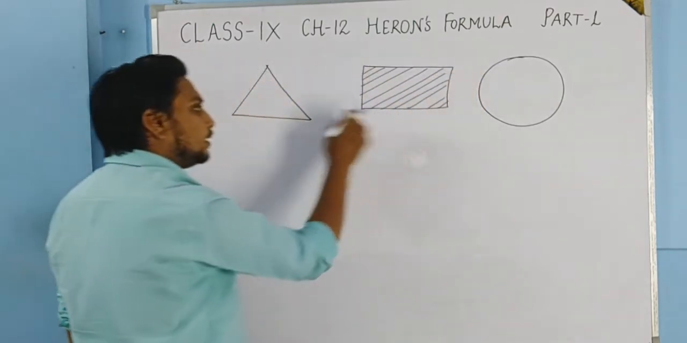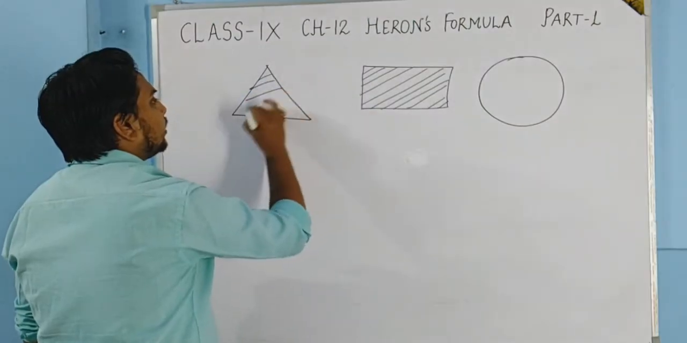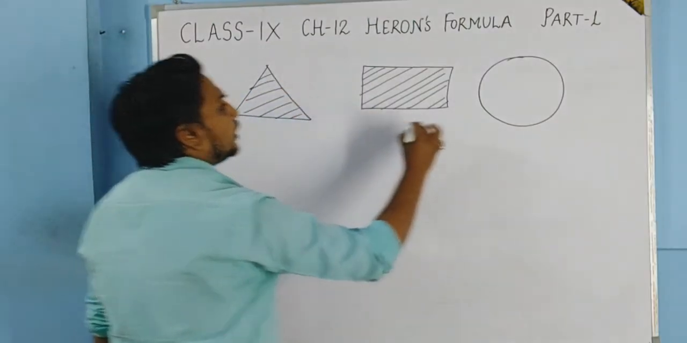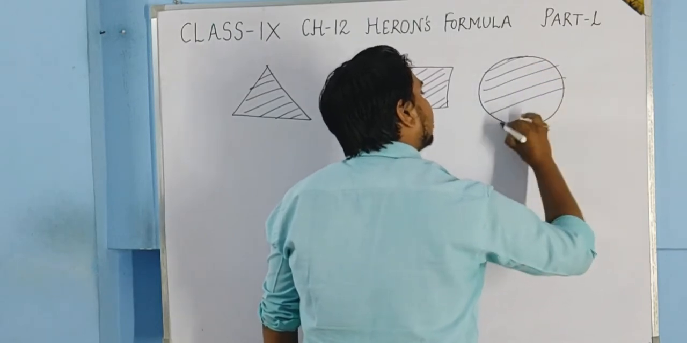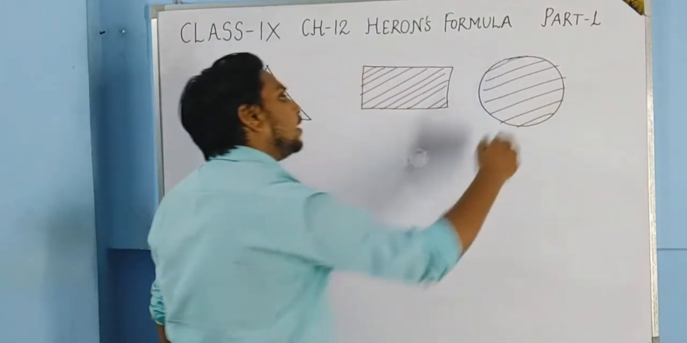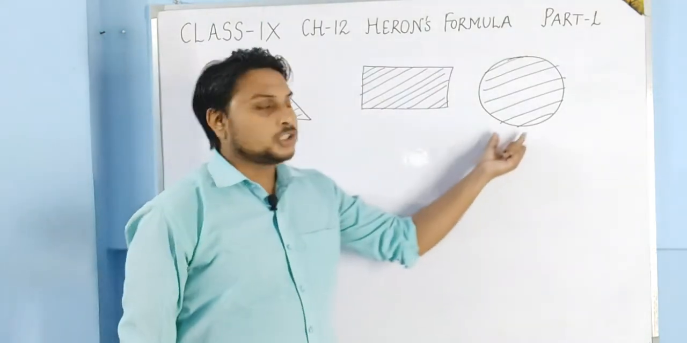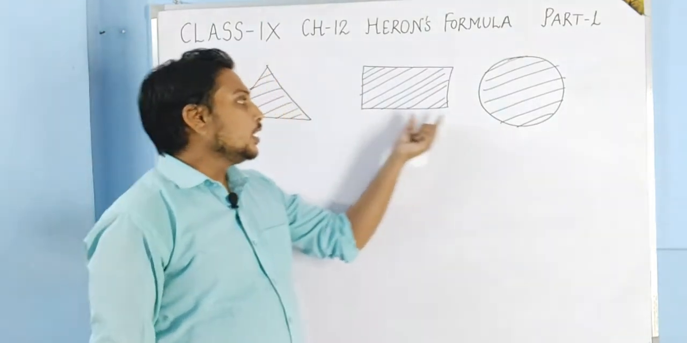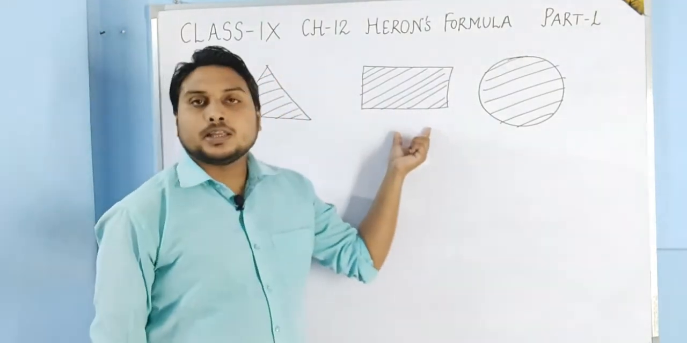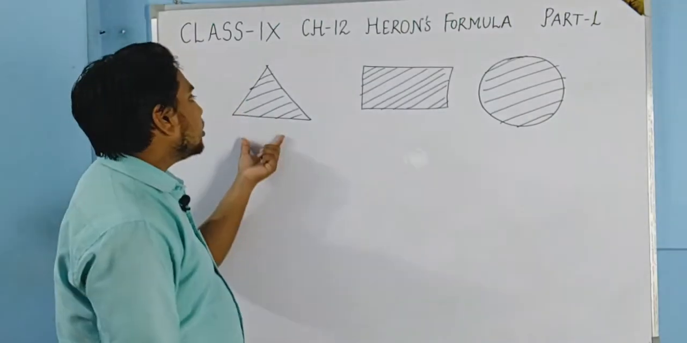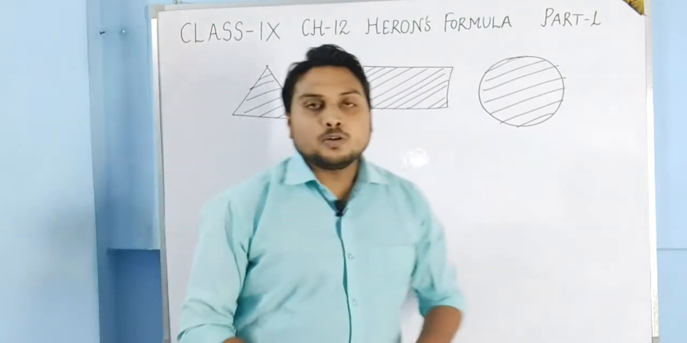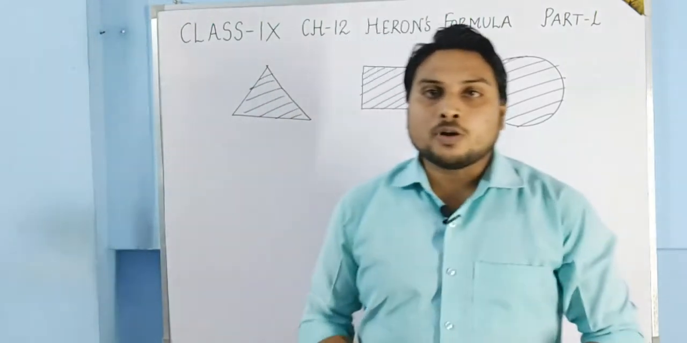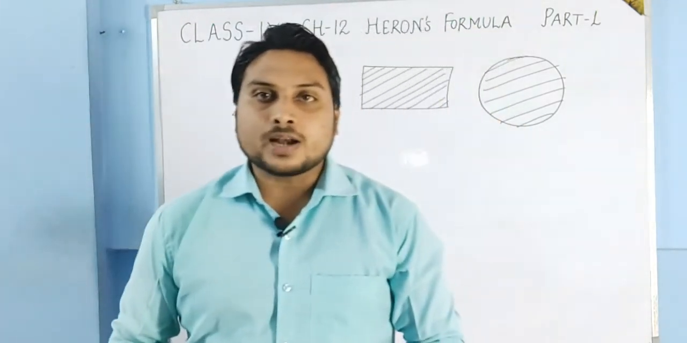This region that is shaded is known as the area of the shape. Here the shaded region is the area of the circle, here the shaded region is the area of the rectangle, and here the shaded region is the area of the triangle. So basically Heron's formula is based upon the area of a triangle.